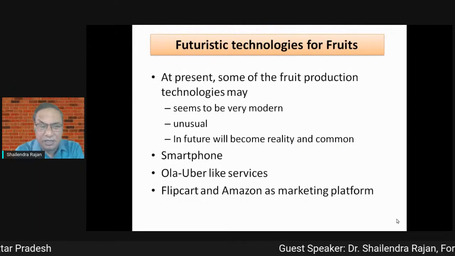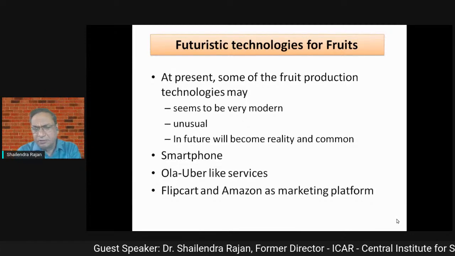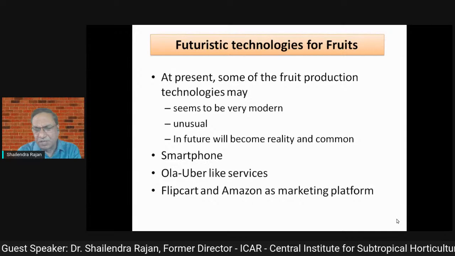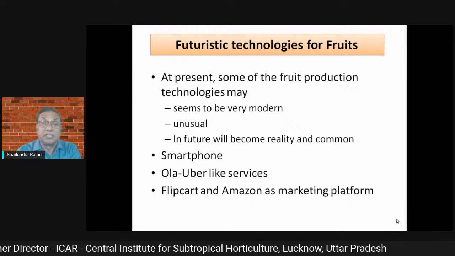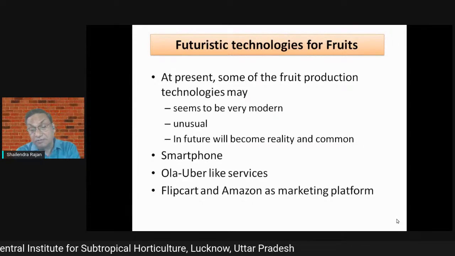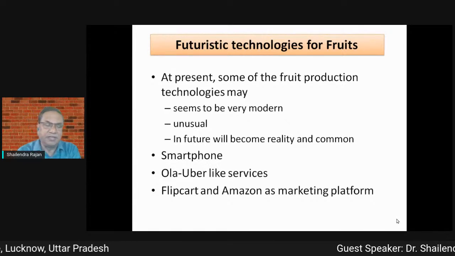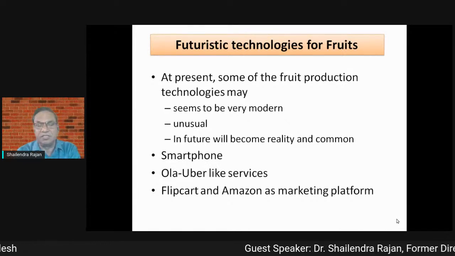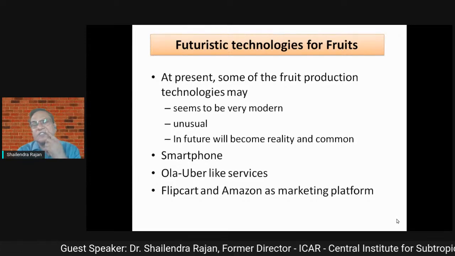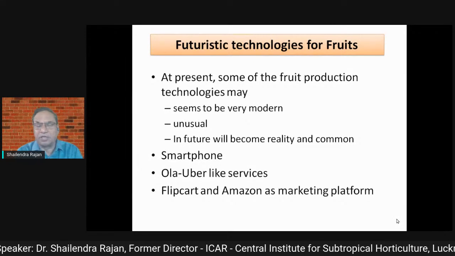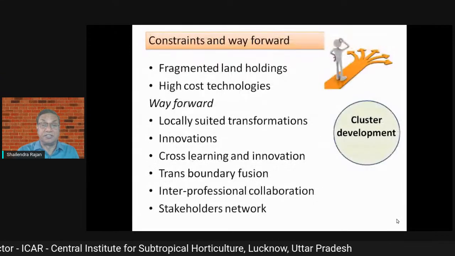So smartphones are having an important role. Nobody perceived Ola and Uber-like services, nobody thought about it, but those services are available. An individual can utilize them without any hitch, and that's why those types of services have become common. In the same way, technology will also. We never knew that Flipkart and Amazon would become a part of our life and that we would partially depend on these marketing platforms. In the same way, these futuristic technologies for fruit production may become important, and we may be there to see them in our orchards.